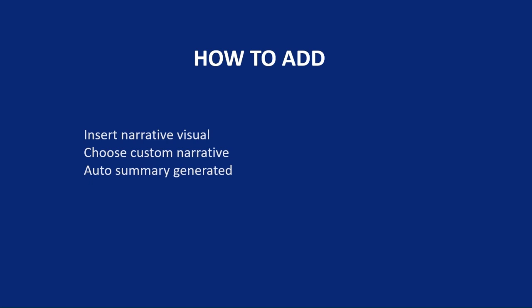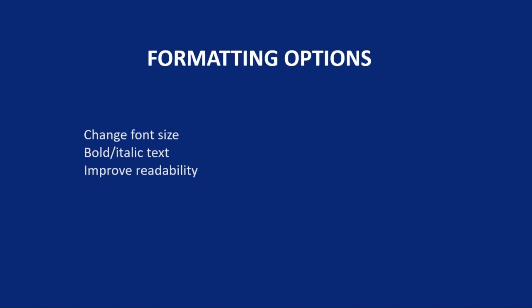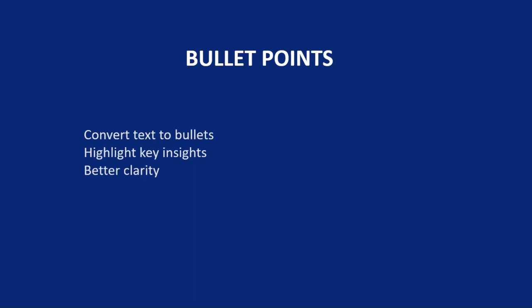Adding it is very simple. Insert a narrative visual, choose the custom narrative options, and Power BI generates a summary automatically. You instantly get a description of your report. You can also customize the text, increase the font size, make it bold or italic, and improve the readability. This helps make your insights clearer and more presentable.